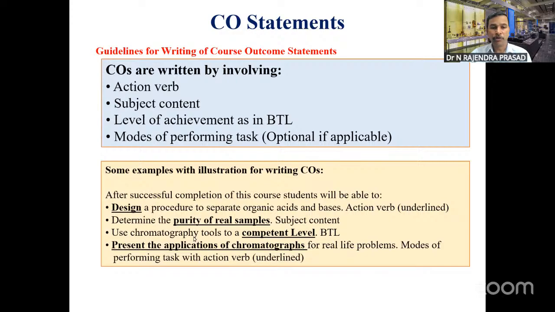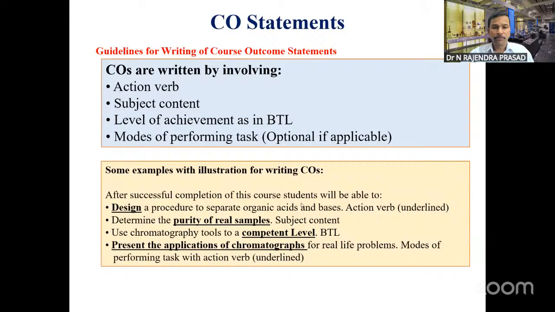Student will be able to use chromatography tools to a competent level. What level? It is a competent level. That is the Bloom's taxonomy level. Competent level means it is maybe apply level or evaluate level or even create level. By utilizing the knowledge and chromatographic technique, he should be able to separate acids and bases. He should be able to separate various components. So that's how the competent level, the Bloom's taxonomy keyword, has been incorporated here.